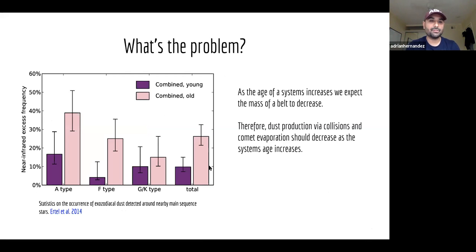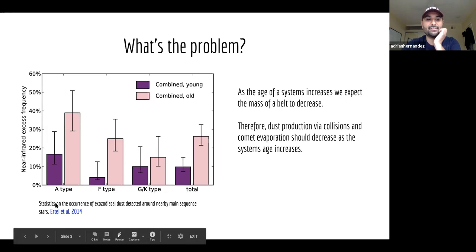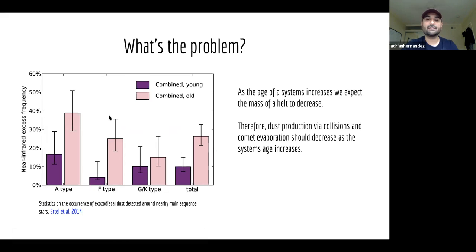And so what's going on here? Here you see a graph, a couple of surveys combined, of the near-infrared excess frequency. What you see is a trend showing the statistics of the occurrence of exozodiacal dust detected around near main sequence stars. And that's kind of odd because in the previous slide I told you that this dust was being created via collisions in the asteroid belt or through cometary evaporation and sublimation.